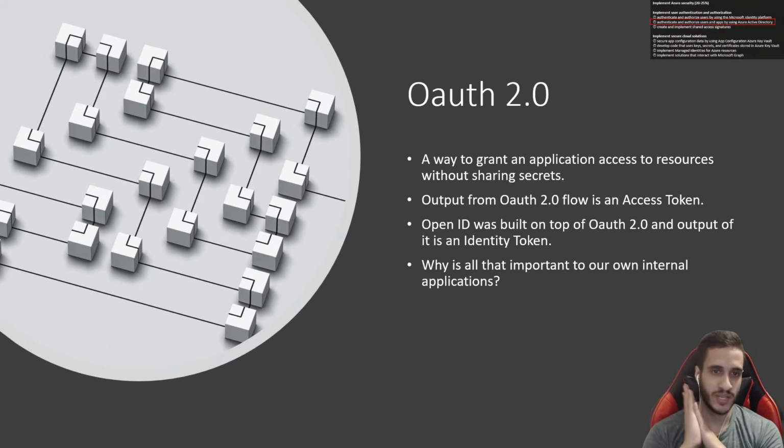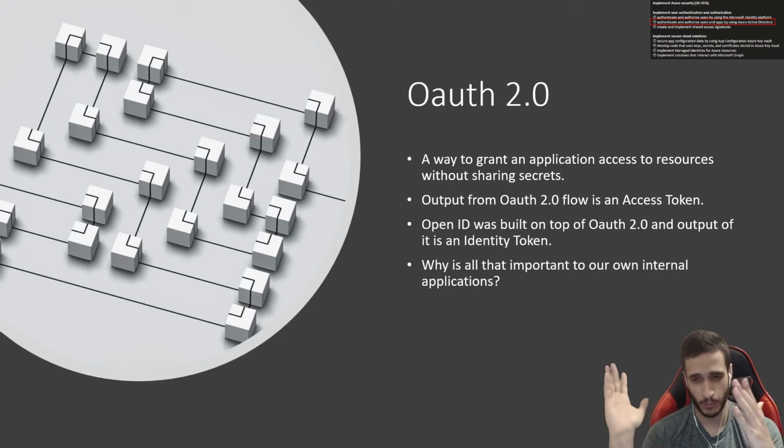Now, the question is, why is all of that important to our own internal applications? The reason why having an identity provider is super important is, apart from just giving users the convenience of logging into an application using their third-party providers like Facebook, Twitter, etc., which provides a much nicer user experience because they can already use those credentials and don't have to keep remembering different usernames and passwords, I think the more important reason is you have essentially outsourced authentication and authorization to third-party providers.